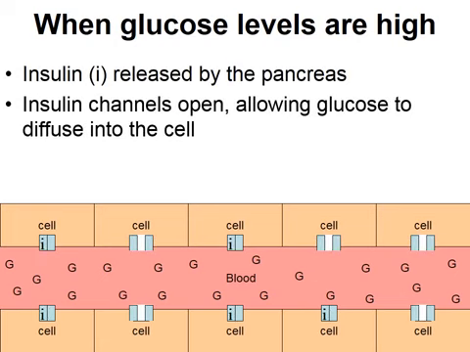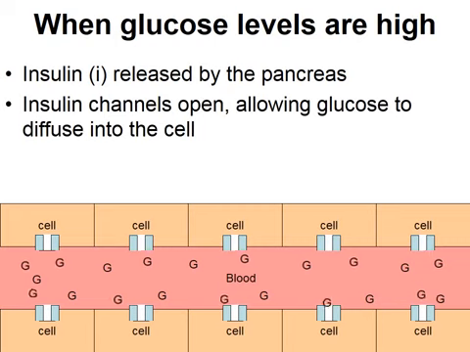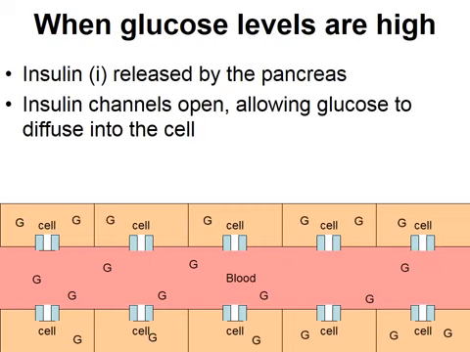The insulin causes those channels to open, and I hope you can predict what's going to happen now that the channels are open. Now that the channels have opened, the glucose simply diffuses from a high concentration to a low concentration into the cells. That reduces or lowers the amount of sugar in the blood to a normal level. So the pancreas helped to control this by releasing insulin.